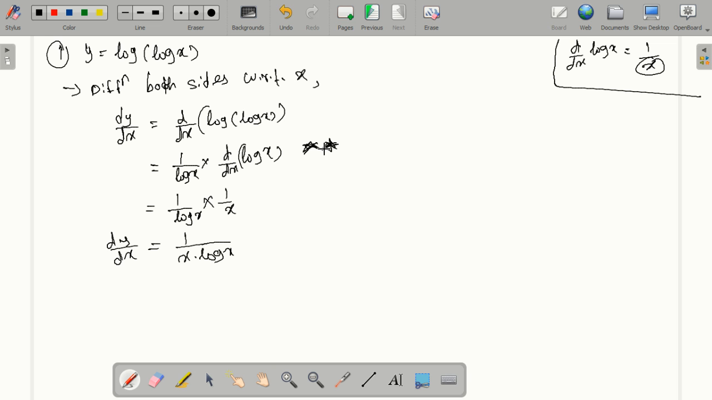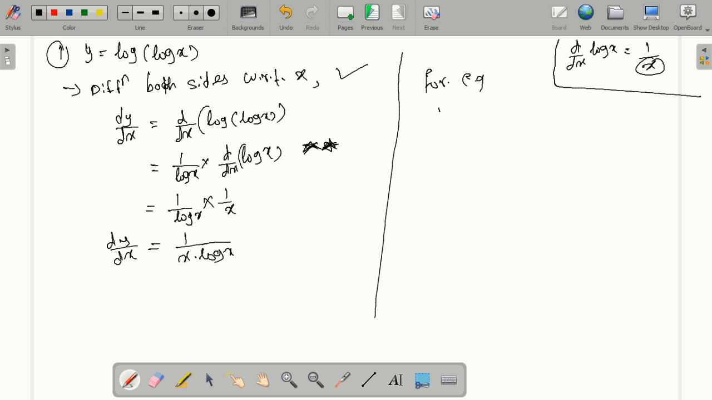Rather than letting u be equal to some composite part and then finding dy by du and then du by dx, you can directly find the derivative of this composite function using this method as well, right? This is also a valid method, and this is short, sweet, and simple. So basically, let's go deeper.